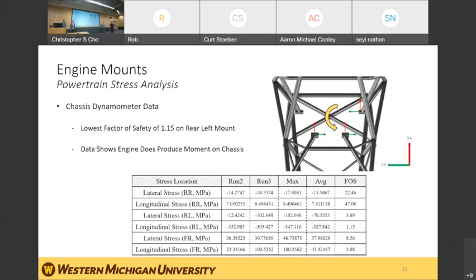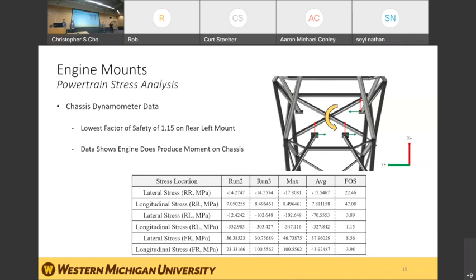Previously in the design, the Formula SAE team considered the engine stress to be negligible. As found through our actual runs, depicted in this table below, the stress was actually not negligible, as found using the directions for each gauge in the longitudinal and latitudinal direction. There's actually a moment applied on the rear subframe from the stress of the engine block. From the data collected, factors of safety were calculated for each mount using the yield strength of 4130 chromoly, which is what the rear subframe is made of.